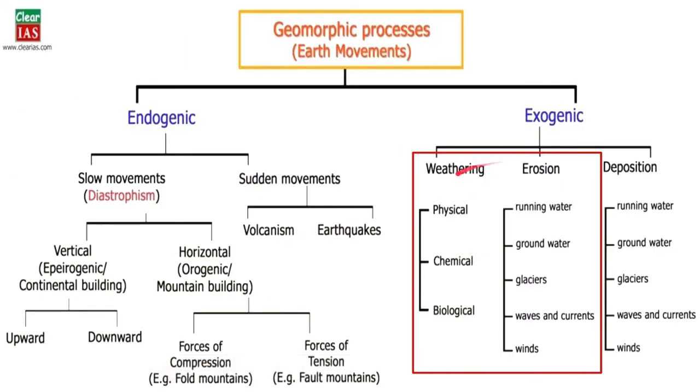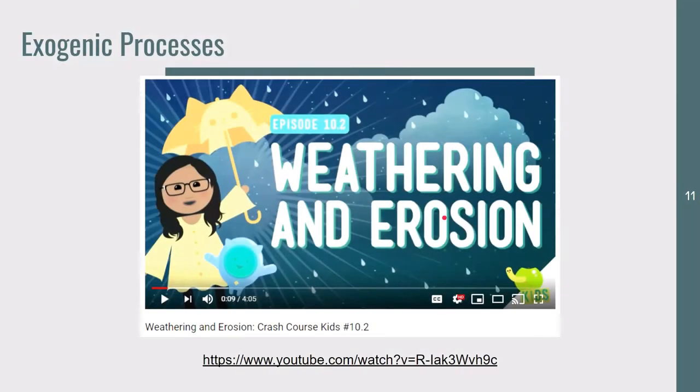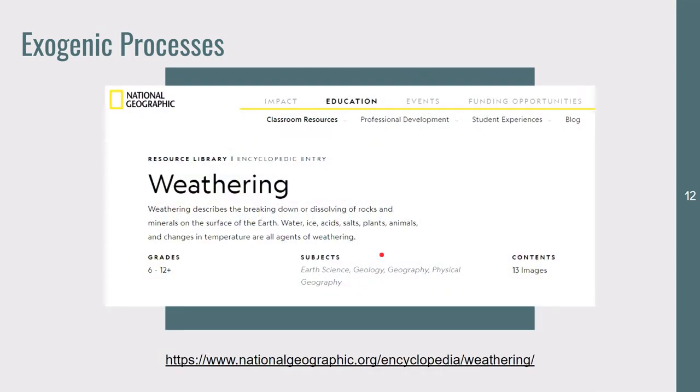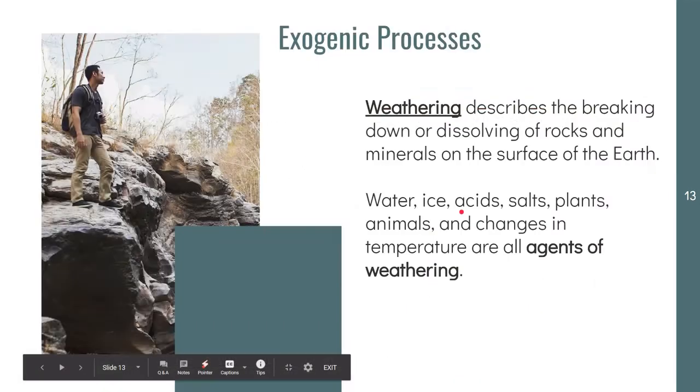So let's look first into weathering and erosion. We define weathering as the breakdown of Earth landforms, and erosion is the process of transport of those broken pieces. I recommend that you watch this video, Weathering and Erosion, from Crash Course Kids. I will provide the link in the description below. I also recommend that you visit this website from National Geographic, which talks a lot about weathering, different samples, and different images. Again, I will provide the link in the description below.